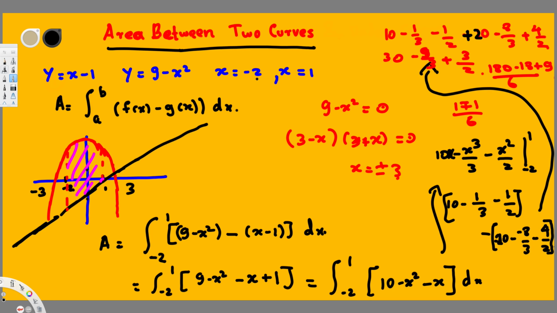So the area of this shaded region is going to be 171 over 6. And that's how we do this kind of problem.